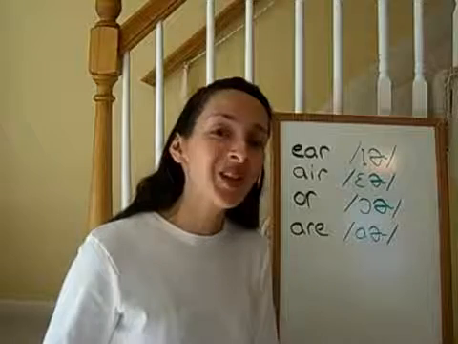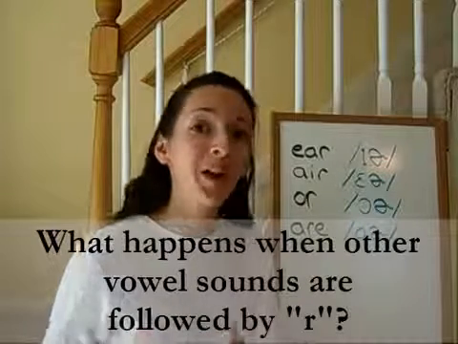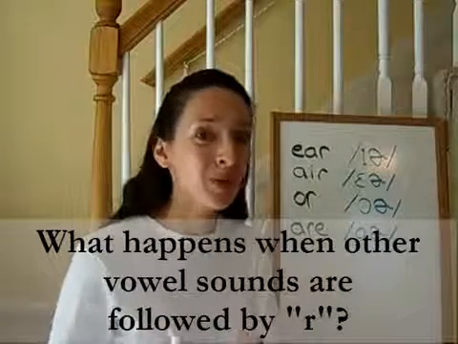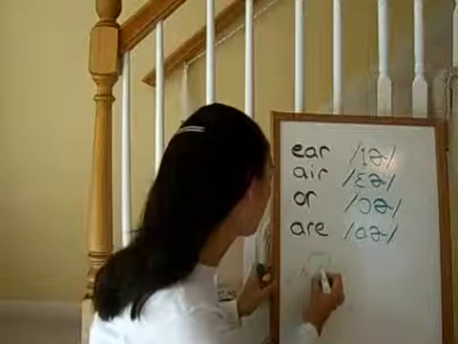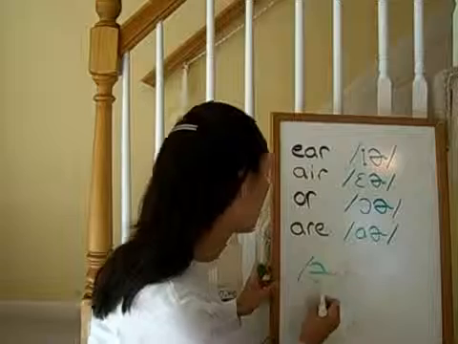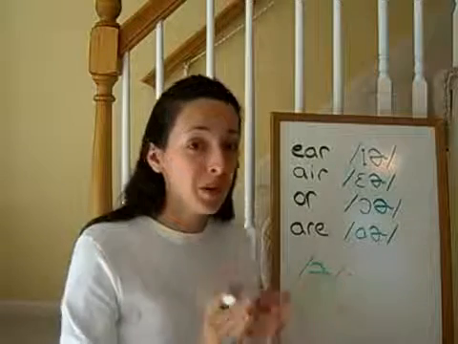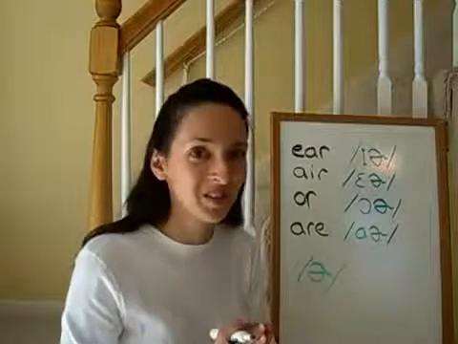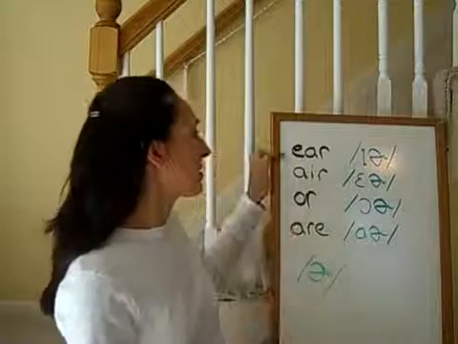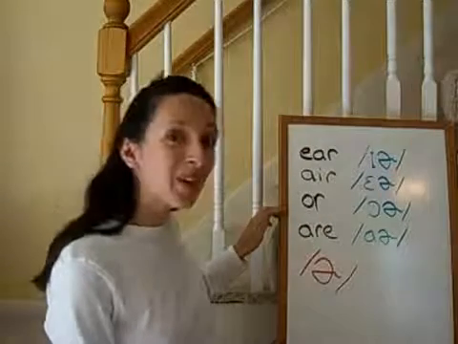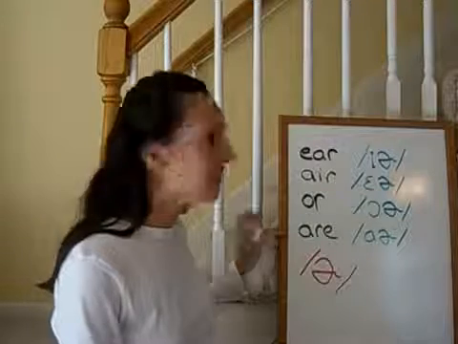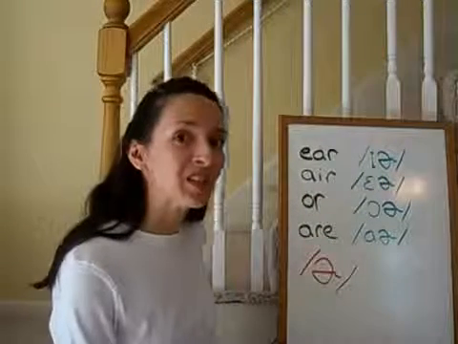Okay, so now let's talk about how R combines with other vowel sounds. Let's work with our basic R sound and we'll combine it with other vowel sounds. Here are some examples: ear, air, or, are. Here are the phonetic transcriptions.